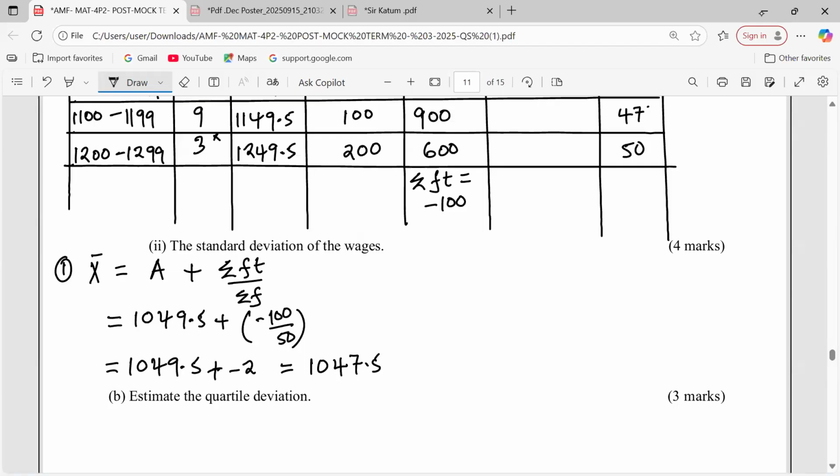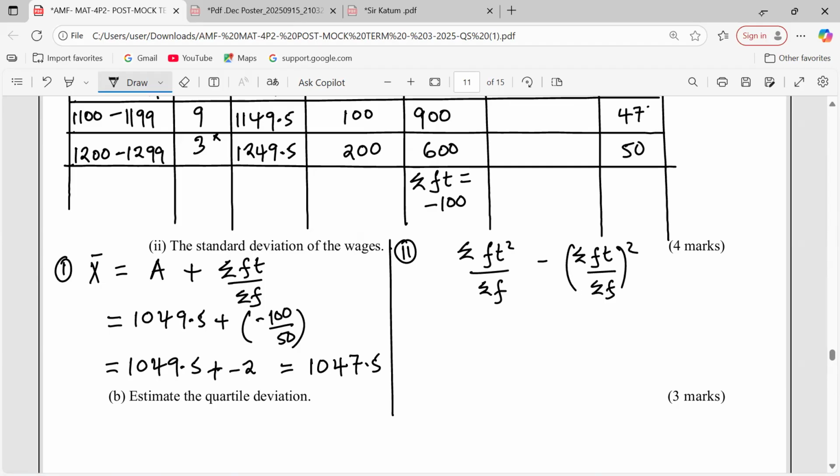That is now the mean. And from the same space, we can work out Roman 2 now. Roman 2 requires standard deviation, which requires the square root of variance. Therefore, variance is usually given by summation of f t squared out of summation of f, then minus summation of f t over summation of f, this one now squared.